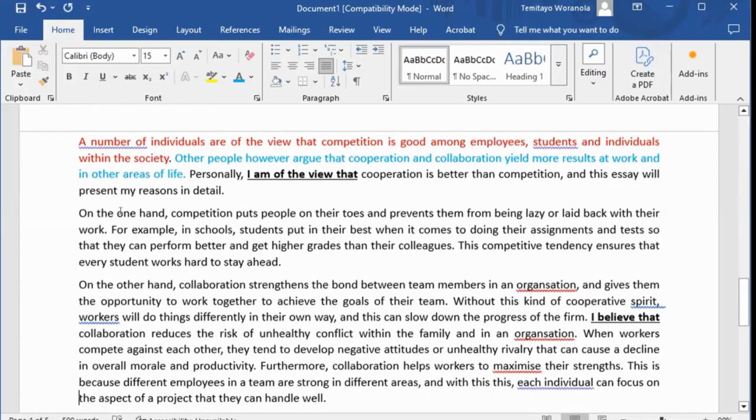Now, on the one hand, competition puts people on their toes and prevents them from being lazy or laid back with their work.